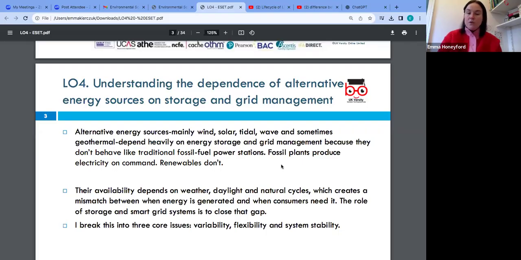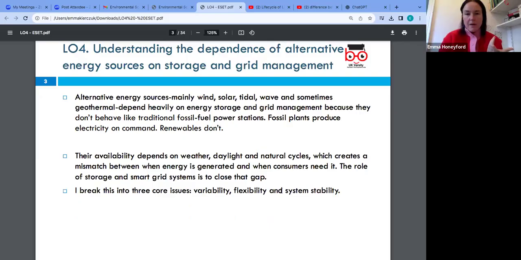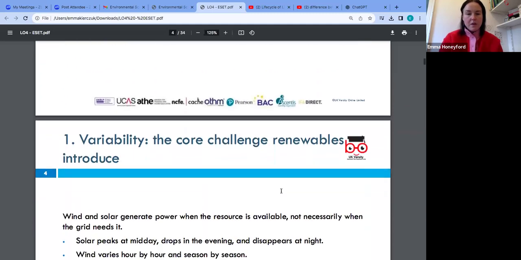That's where the role of battery storage and smart grid systems comes in, and we will need technology to close that gap. Let's use the positives of technology here because there are a lot of them. But obviously, technology cannot control the weather and the weather system, so we just have to have that awareness as well. Three good ways to think about the main factors we need to consider are variability, flexibility, and system stability.